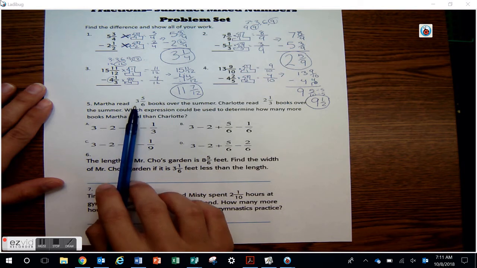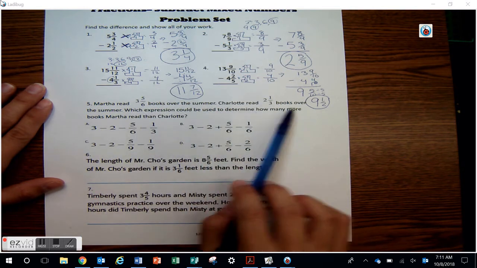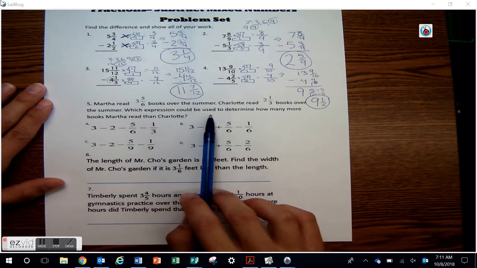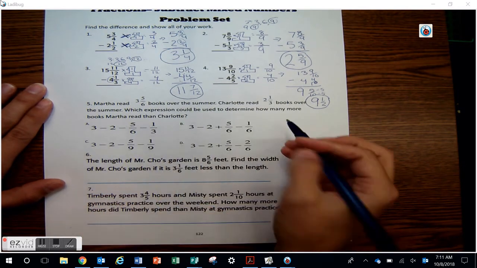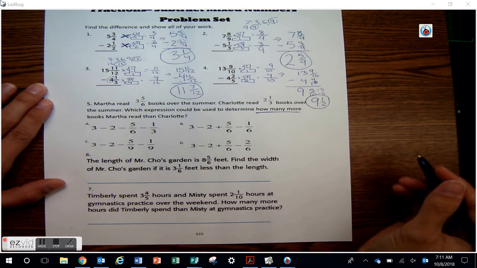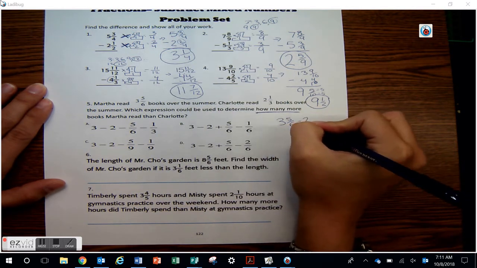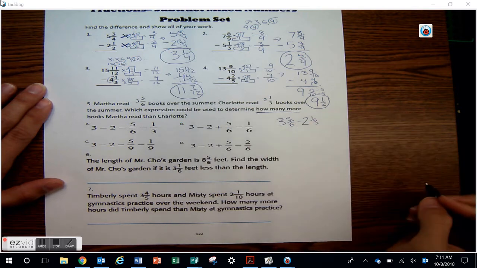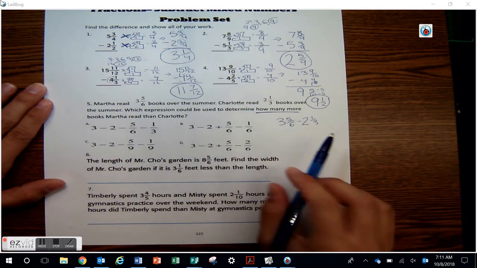Martha read 3 5/6 books over the summer. Charlotte read 2 1/3 books over the summer. Which expression could be used to determine how many more books Martha read than Charlotte? How many more typically tells us a subtraction problem. So here's our 3 5/6 minus 2 1/3. How many more did she read than she read?